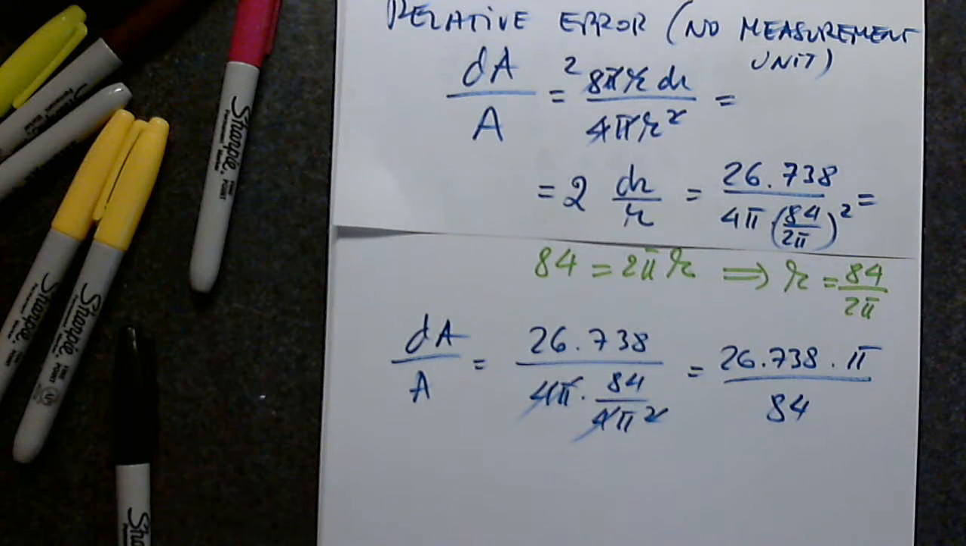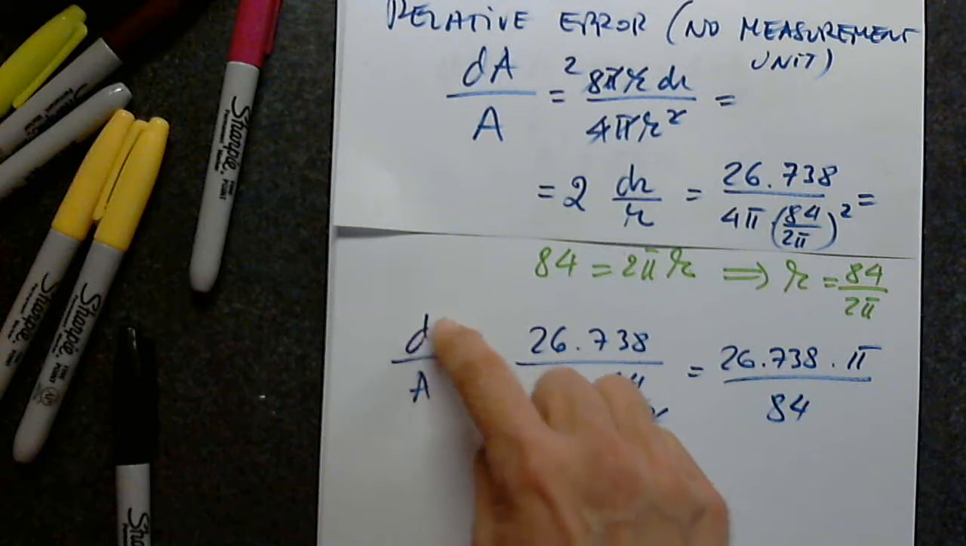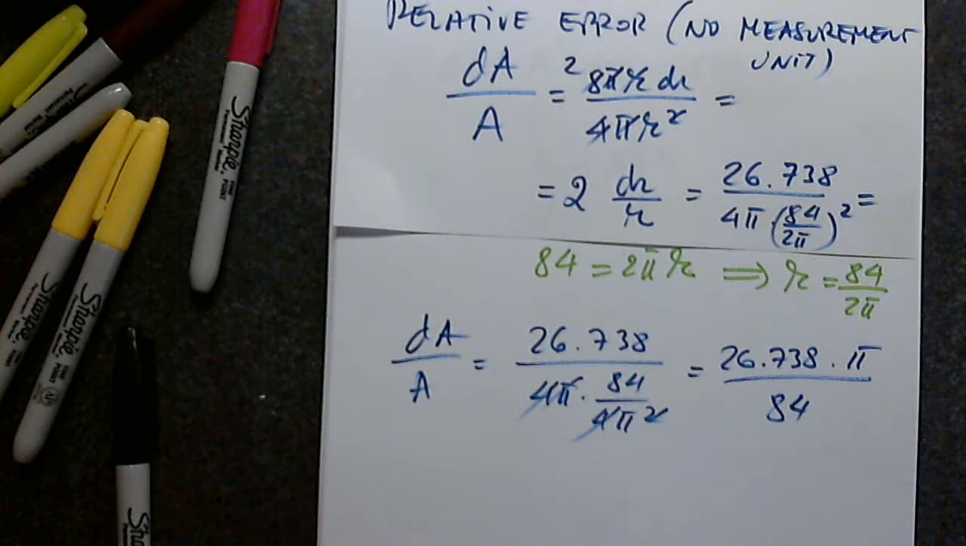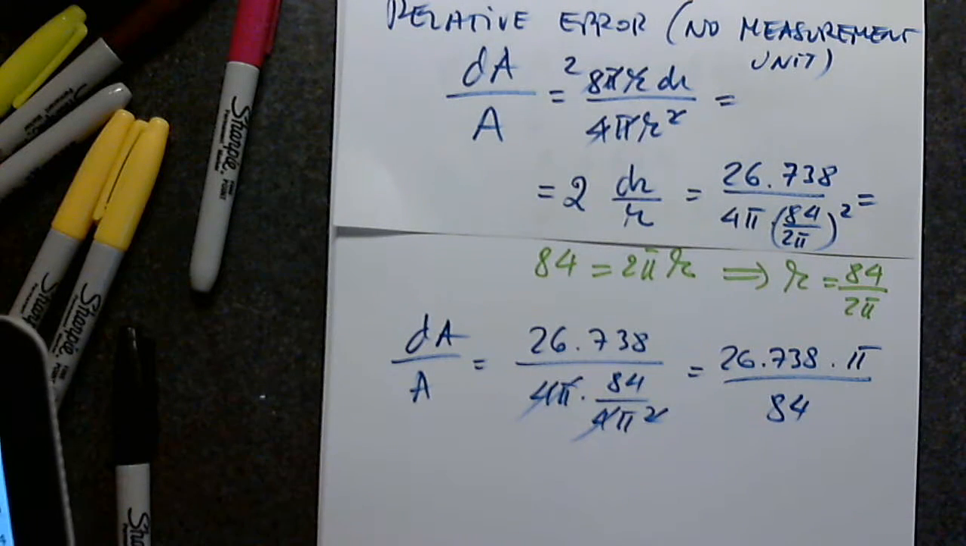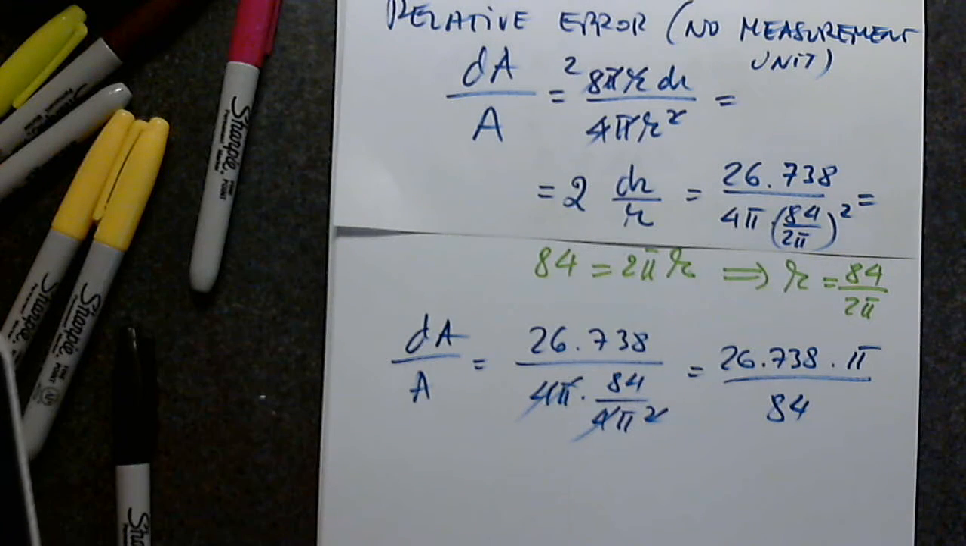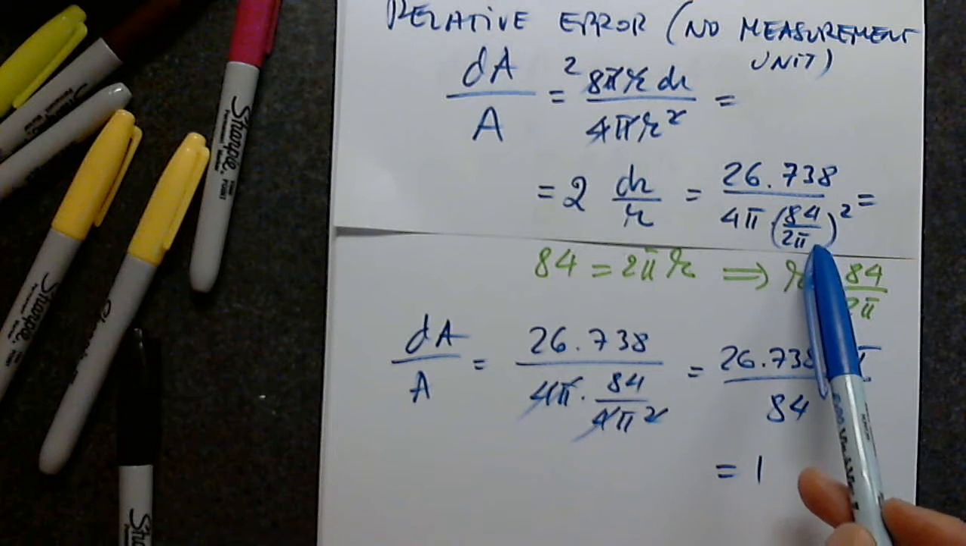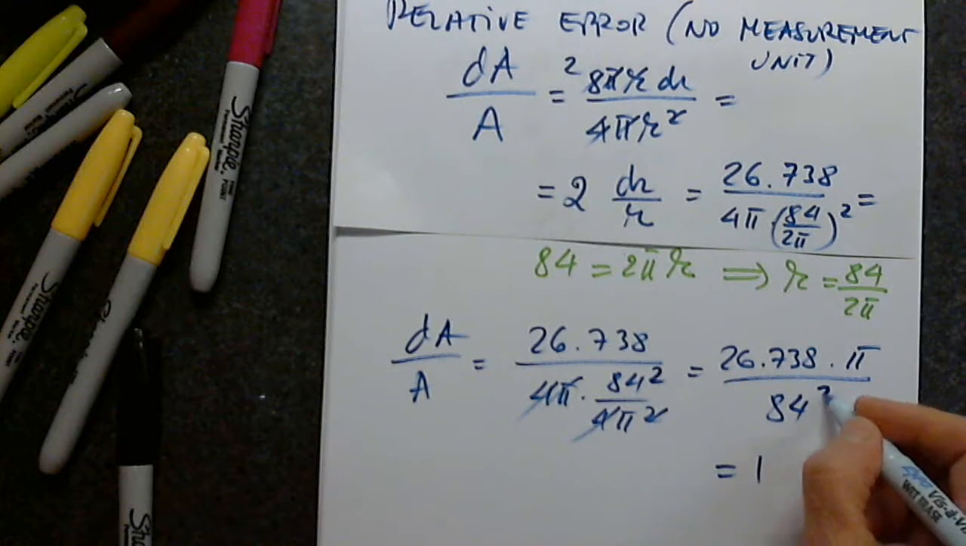So let's see what is the relative error. There is no measurement unit because this is in centimeters squared and this is in centimeters squared. Relative error does not have measurement unit. So I multiply now this by pi and I divide by 84. Okay. I got 1. So it was 26 point, I multiplied by pi, yes, and I divided by 84. Oh, of course. Sorry about that.